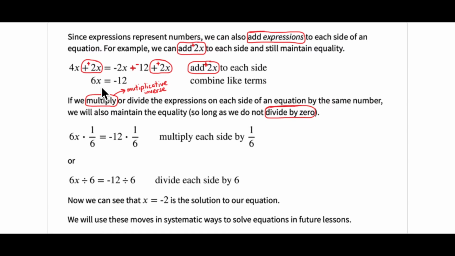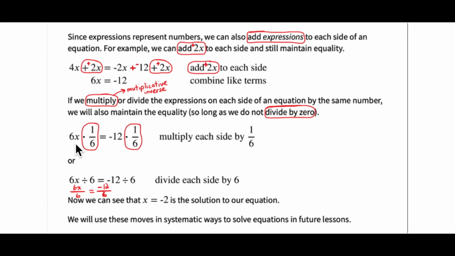Now to figure out what a single x is, you're going to multiply by the multiplicative inverse. So if I have 6 of these x's, I want to know what one of them is. So that's 1/6 of 6. So multiplying by the multiplicative inverse of 6 is 1/6. That equals 1. So you're left with x equals negative 2. So you multiply on each side by 1/6. So you're doing the same operation to both sides.